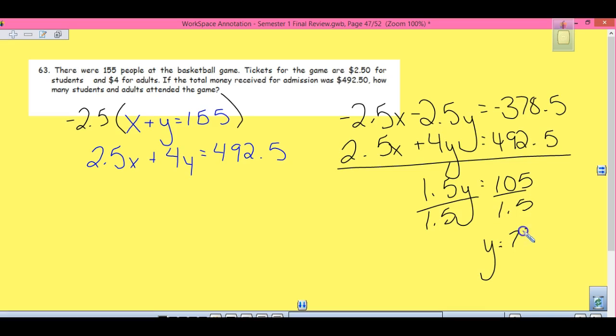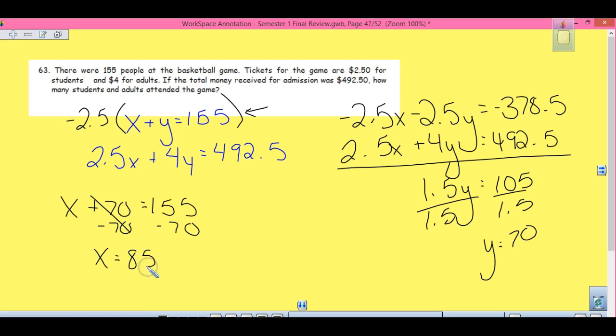So if y is 70, plug it back in up here. X plus 70 equals 155. So we subtract our 70. X equals 85. So what do my x and my y stand for? 85 students and 70 adults. Yep.